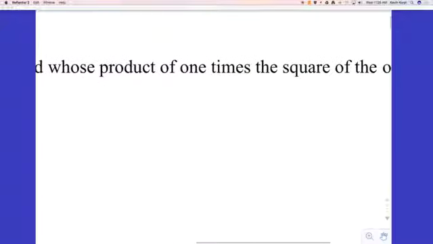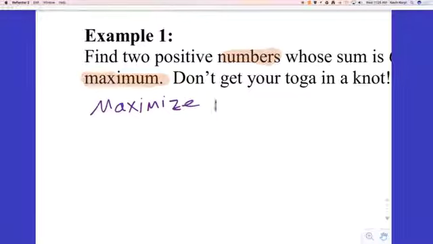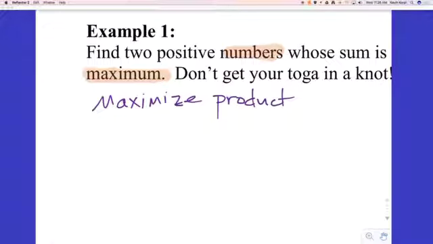Well, let's go back and read. We want the product of one times the square of the other to be as big as possible. So we're trying to maximize the product. All right, so that makes it optimization, the absolute maximum product. Now we got to write our own equations.